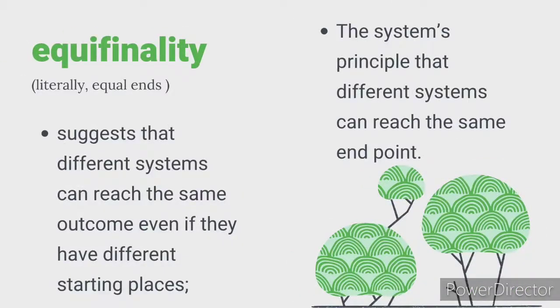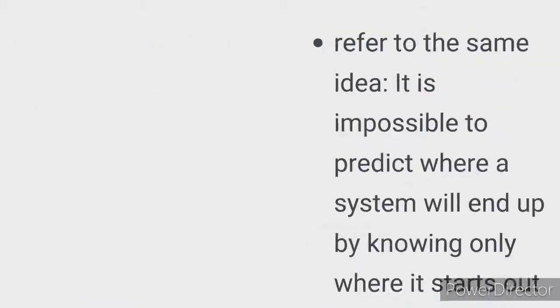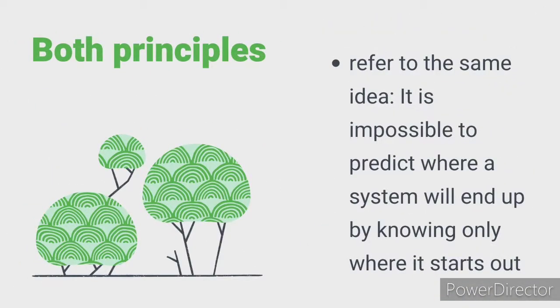Then we go to the next one, the principle of equifinality. It means equal ends. It suggests that different systems can reach the same outcome even if they have different starting places. The related principle of multifinality states that systems starting out at the same place may reach different endpoints. Both principles refer to the same idea. It is impossible to predict where a system will end up by knowing only where it starts.